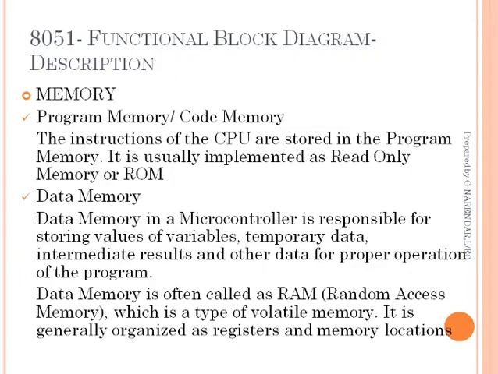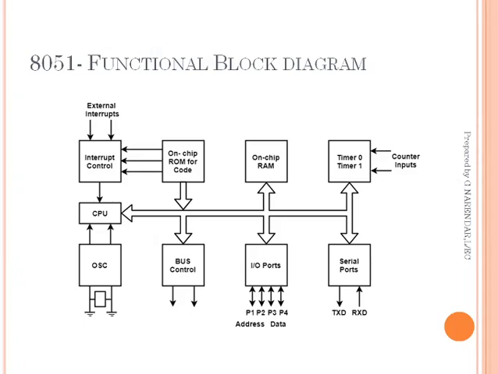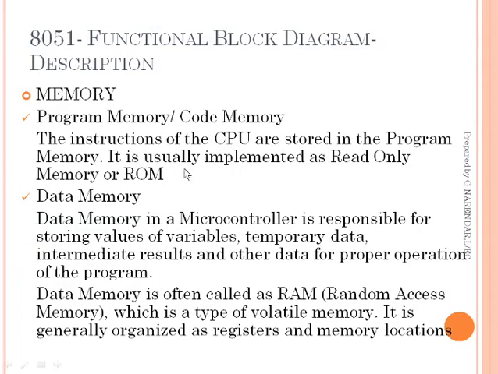Okay, so next we have memory. In the memory part, you can see that the memory is shown as two different functional blocks. One is on-chip RAM, the other is on-chip ROM. So what is the purpose of this memory? First we'll see on-chip ROM. On-chip ROM is also called program memory or code memory.